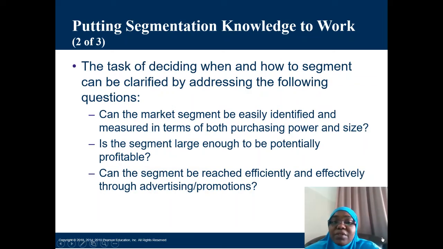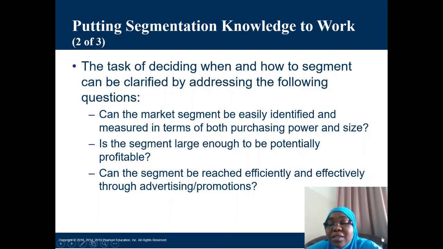Next, the task of deciding when and how to segment the market can be classified by addressing the following questions. The decision of how you want to segment can be classified by addressing these particular questions. One, can the market segment be easily identified and measured in terms of both purchasing power and size? Two, is the segment large enough to be profitable? I mean, to be potentially profitable.